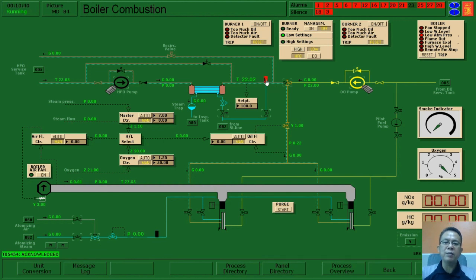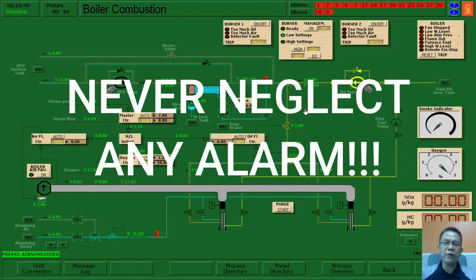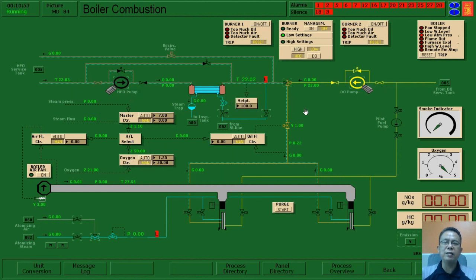We have this alarm to be attended. As I have said, never neglect any alarm. Alarms should be attended, checked, and rectified. Whatever it is, the alarm is our safety factor and it should always be attended.